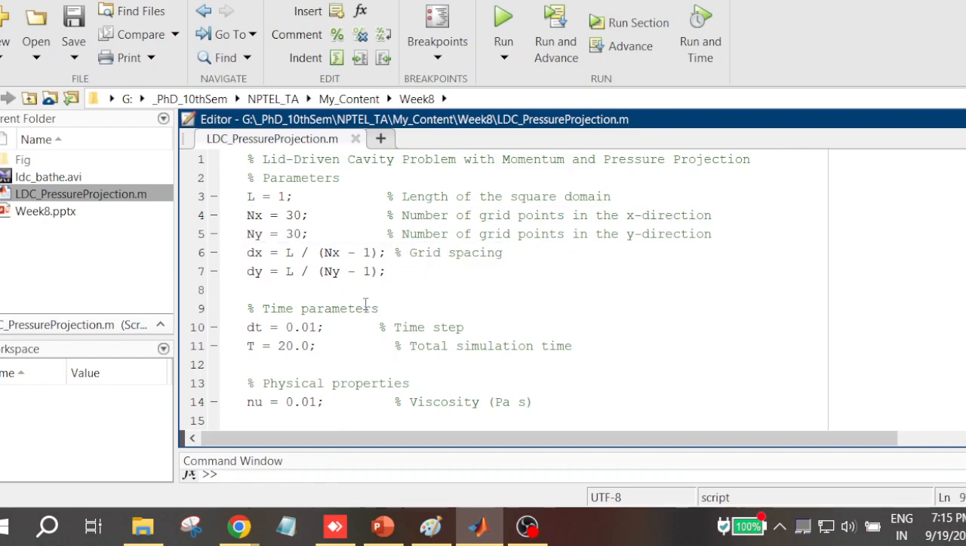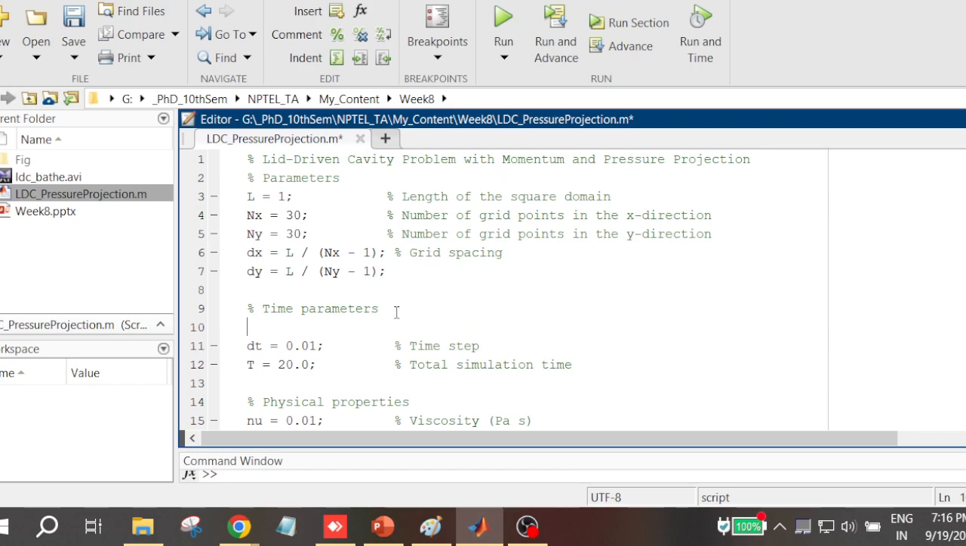Now the time parameters. This is the final time where I will be stopping. Ideally I should not do this because this is a steady state. I should stop when the difference between two time steps becomes less than a tolerance, but just in case that does not happen, I am forcefully stopping the simulation at t equal to 20 seconds, and I have taken a very small time step size dt equal to 0.01. Now this is not the correct way of writing the time step size.